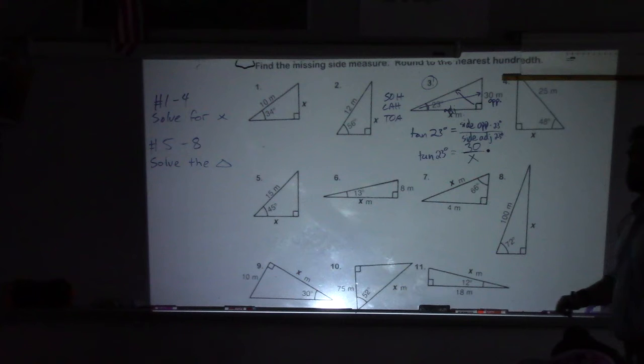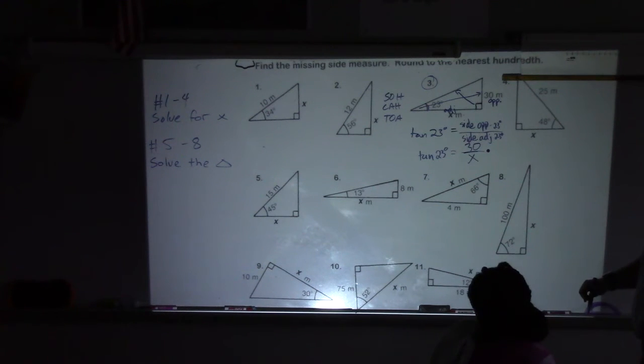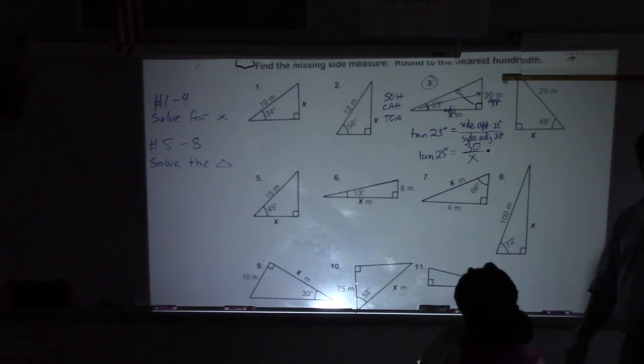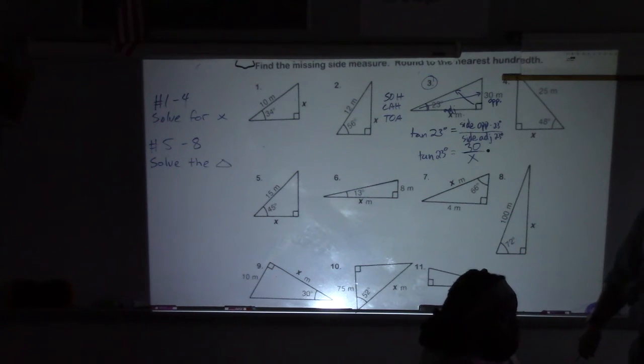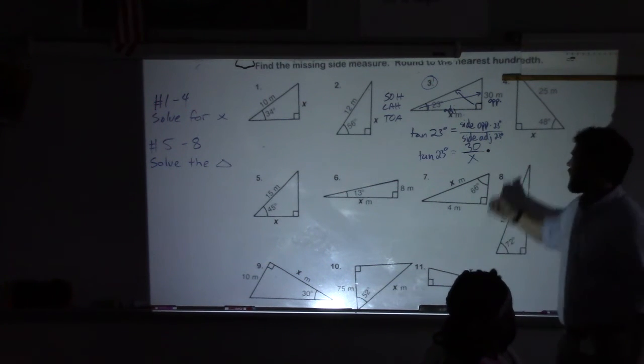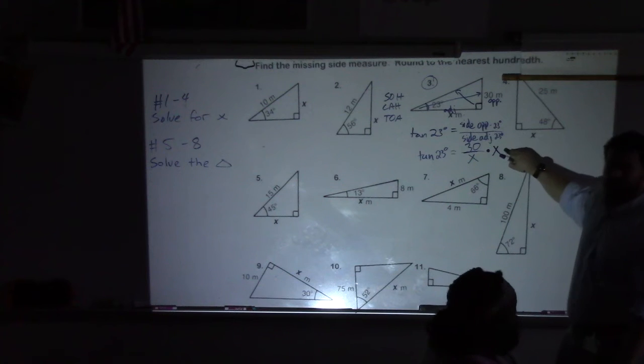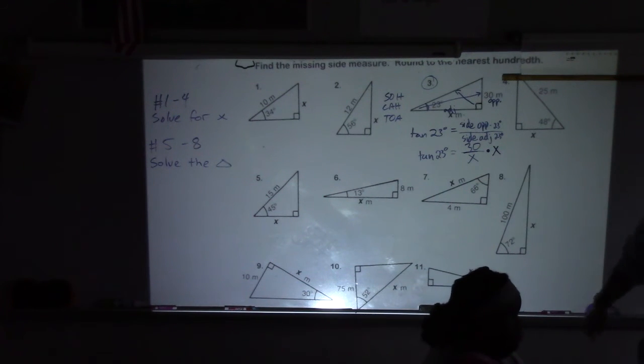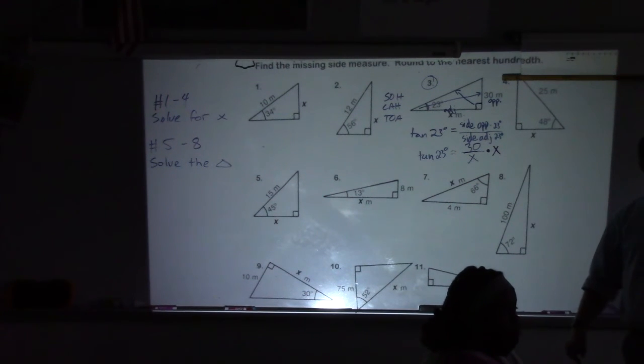Say again, Kelsey. Kelsey said X. Because what am I dividing by? X. And multiplication is the inverse of division. I need to multiply by X to undo this division. We did 10 yesterday because what were we dividing by? 10.